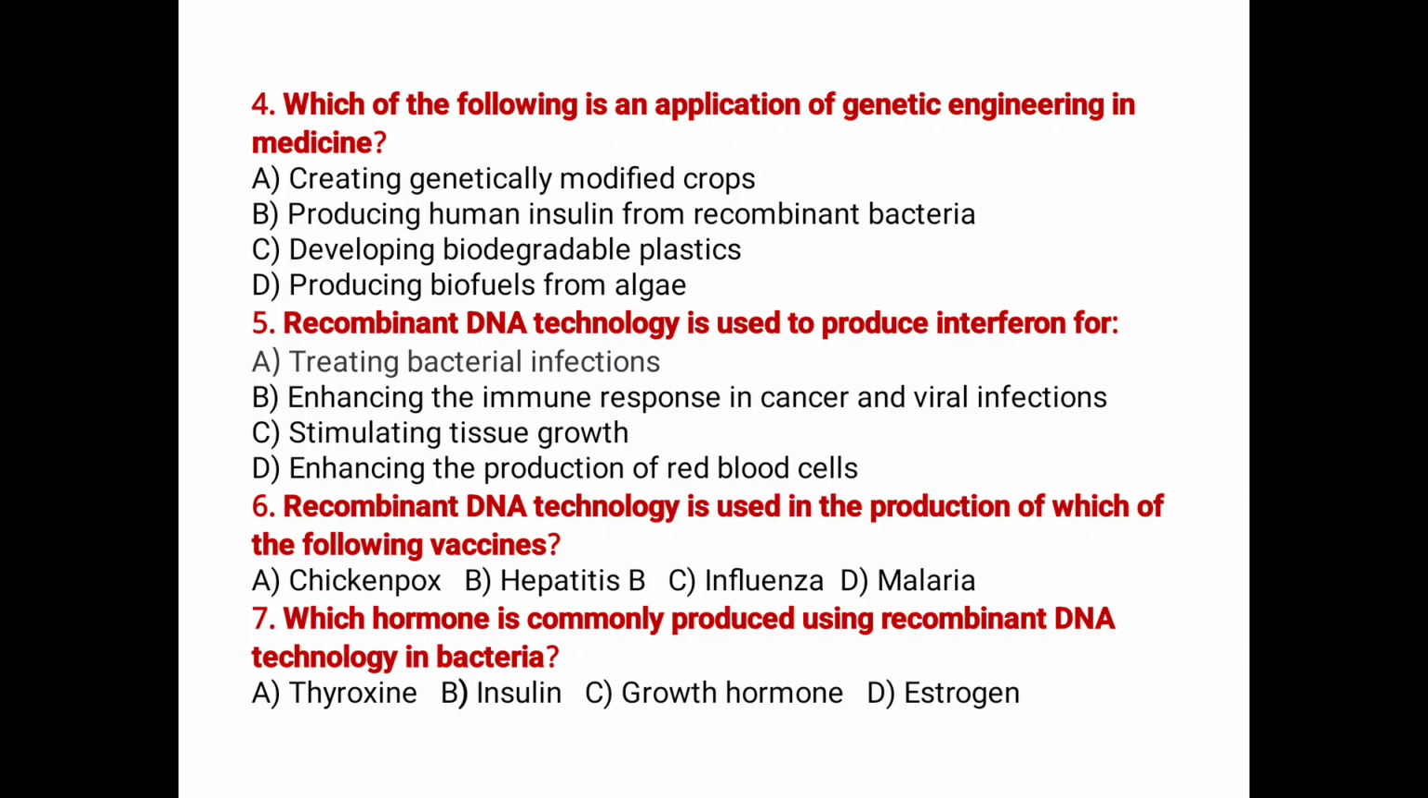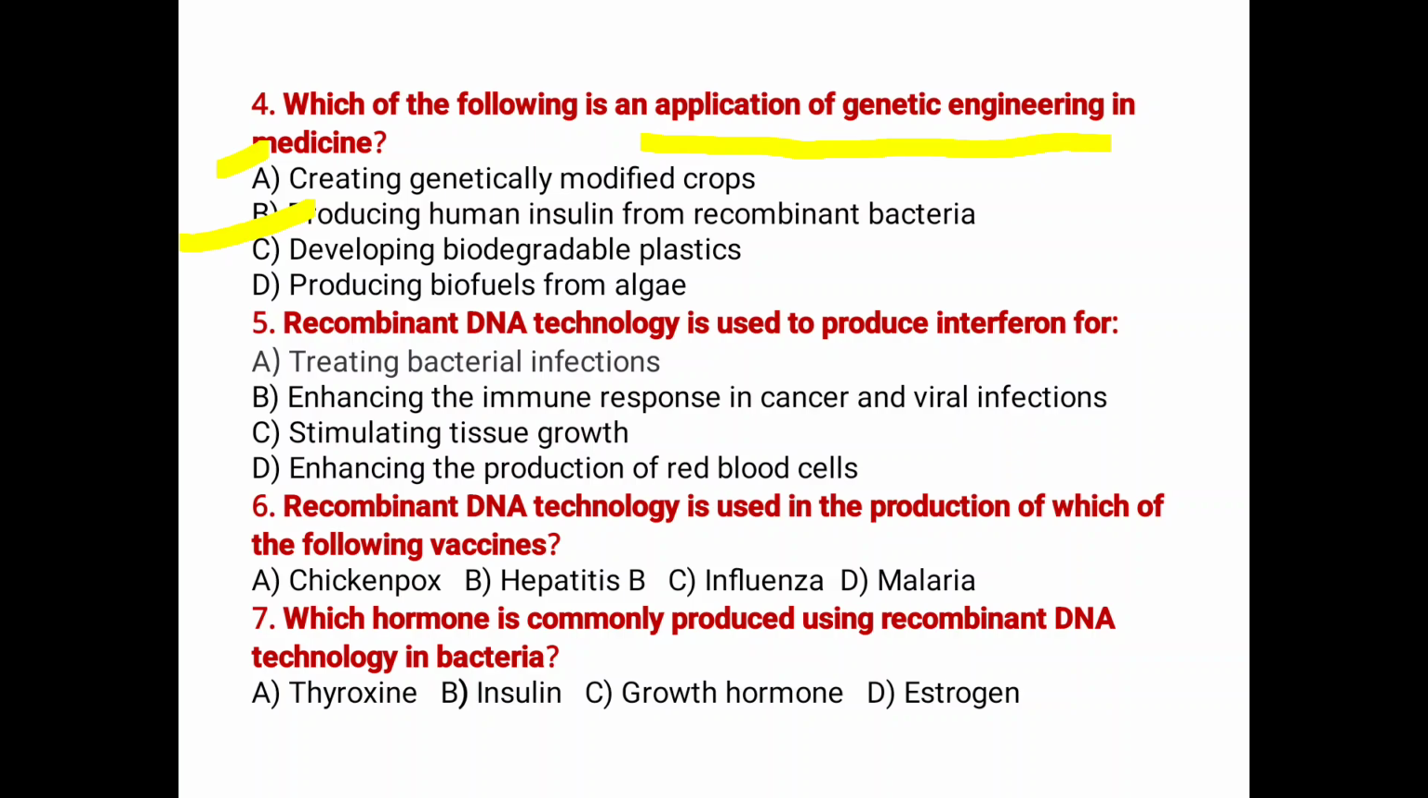So creating genetically modified crops. The question asked is about applications of genetic engineering in medicine, not in agriculture. So creating genetically modified crops, yes, has a role in agriculture, but here it is asked in medicine. Developing biodegradable plastic, producing biofuels from algae. So mainly in medicine, production of human insulin from recombinant bacteria. So B is the correct answer. Insulin is used in the treatment of diabetes mellitus.